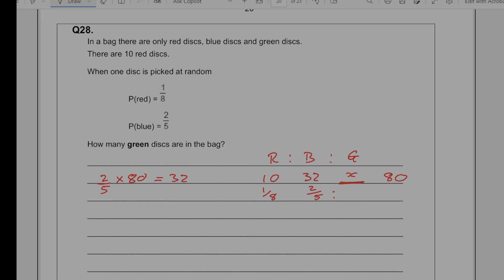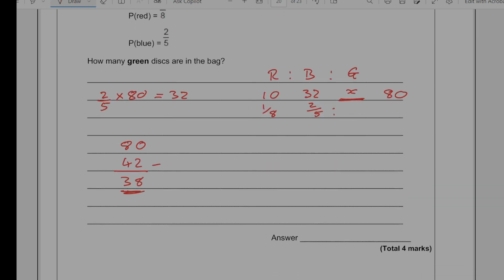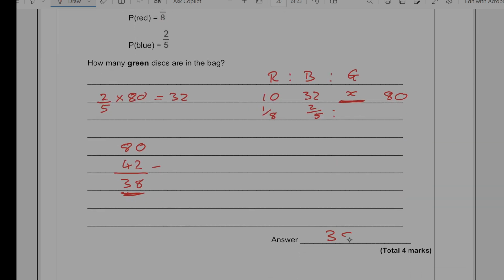So we've accounted for 42 of the disks, so I need to do 80 minus 42, which would give me 38. How many green disks are there in the bag? There are 38 green disks.